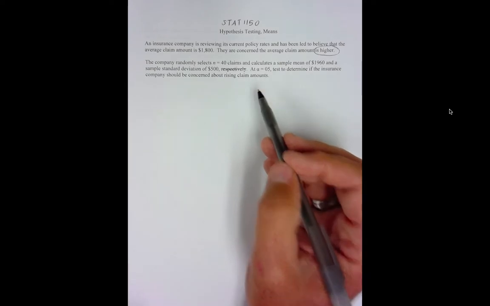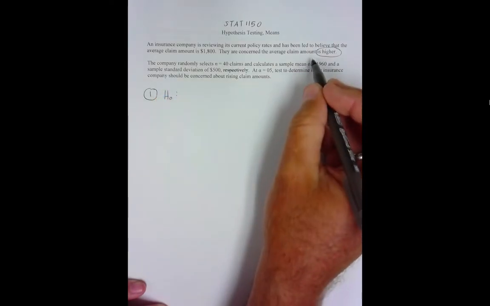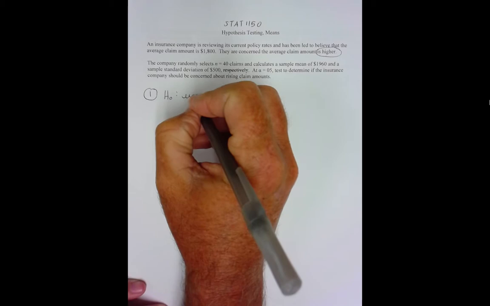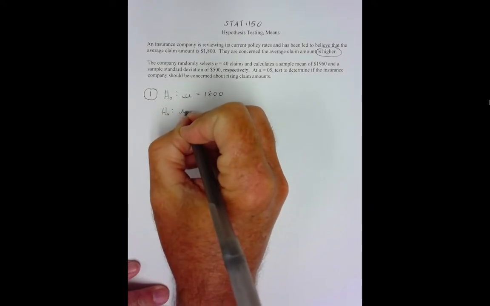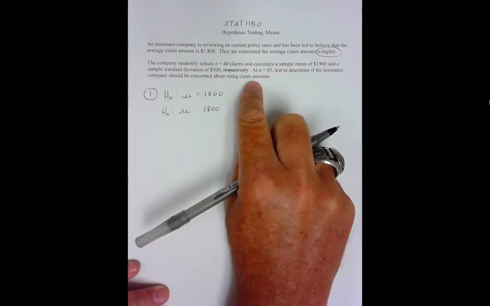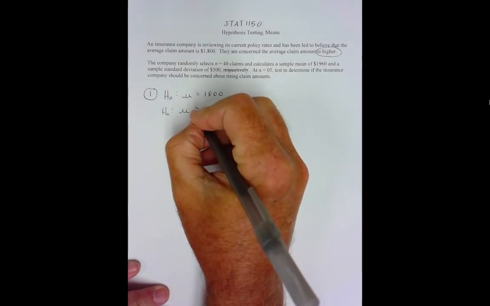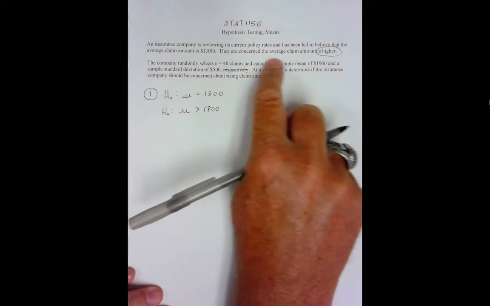Well, guys, you need some structure here, and the structure comes in the four-prong approach. First thing, we need to state the null and alternative hypothesis. In this case, that's what the status quo is. What's currently believed is the mean is $1,800. Remember, H sub A is going to be the same notation, the same number, and then you dive into the problem to see which inequality, and I think it's really clear that we're going to use greater than here. Because they're concerned that the average claim amount is higher, so we test greater than.